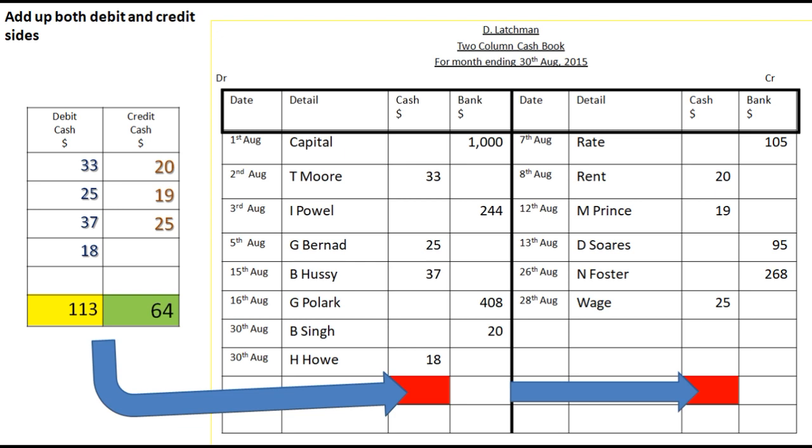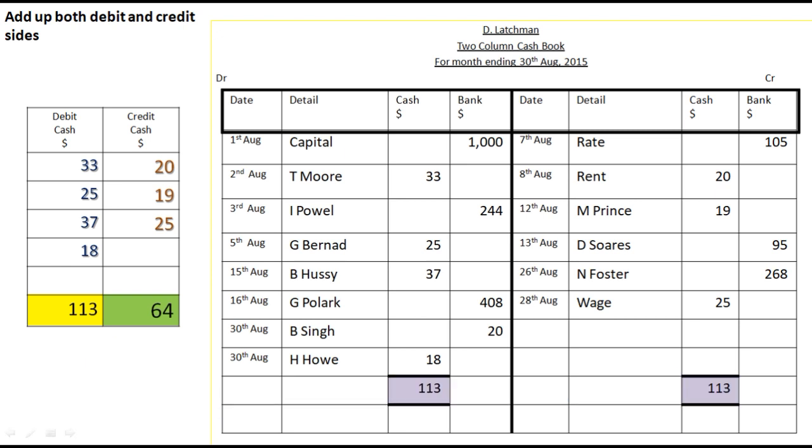We're going to use the side that has the larger amount, which is the debit side here, and place it at the bottom of the cash book. They should be in the same row under the cash account for the debit and the credit side, as you can see here. The highest amount was 113, so we place 113 in the same row under the cash column for the debit side and the cash column for the credit side.